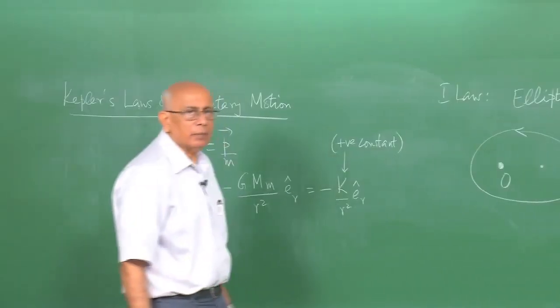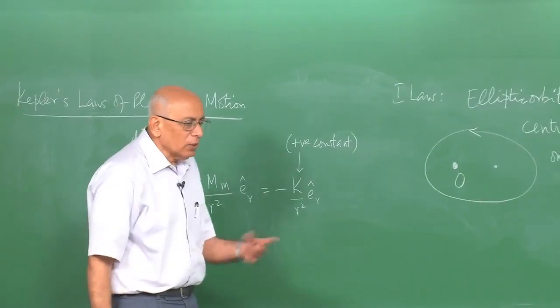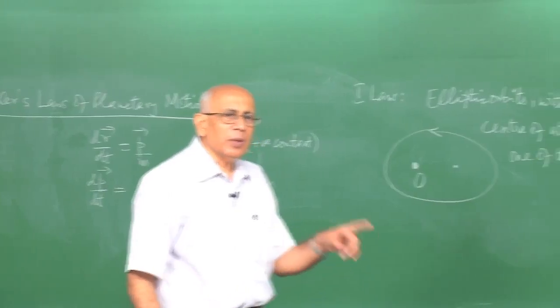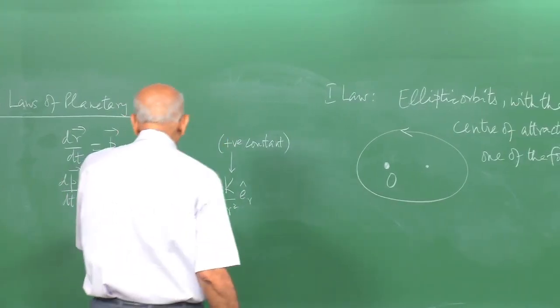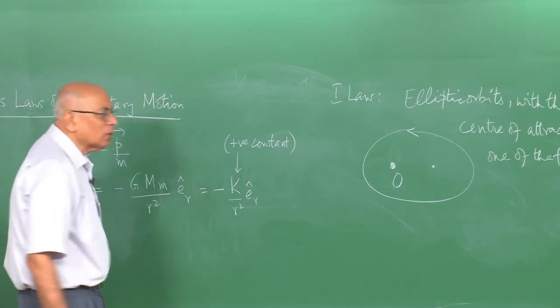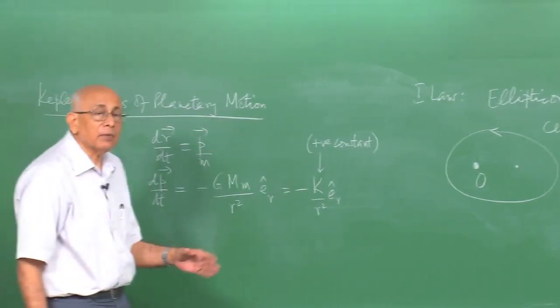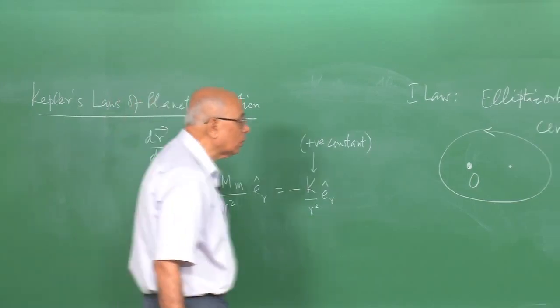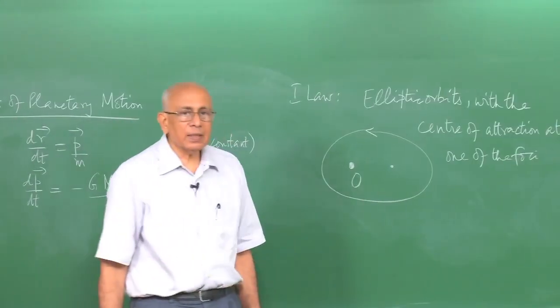So, that is the first statement here. Now, what I would like to ask is, is there any other form of this potential? Instead of this, we have some other force law. Would that also lead to elliptic orbits? Even if we say it is a central potential, would it lead to elliptic orbits? And the answer turns out to be yes.